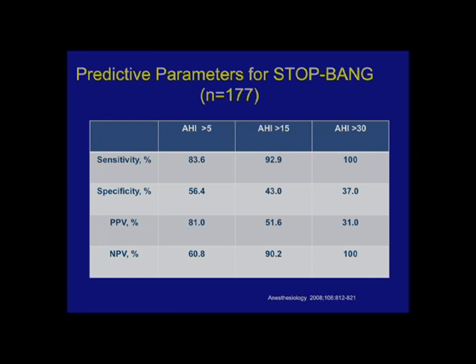And I just want to show you the predictive parameters for the STOP-BANG from the original paper. We have the sensitivities and the specificities, as well as the positive predictive value and the negative predictive value. And we note that the sensitivities are quite high, and it tends to be more sensitive for the more severe apneas, and we'll cover that soon. The apnea-hypopnea index over 30 is more severe than the apnea-hypopnea index over 5, and we note that the sensitivity is greater for the more severe disease.